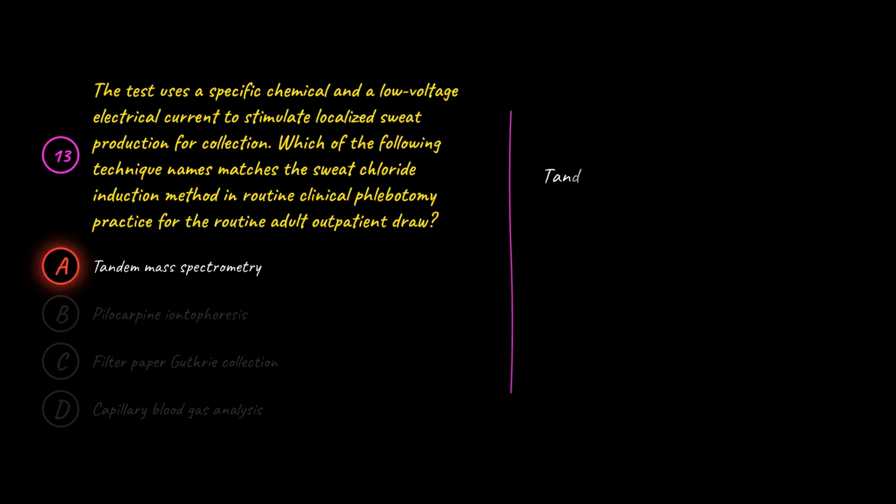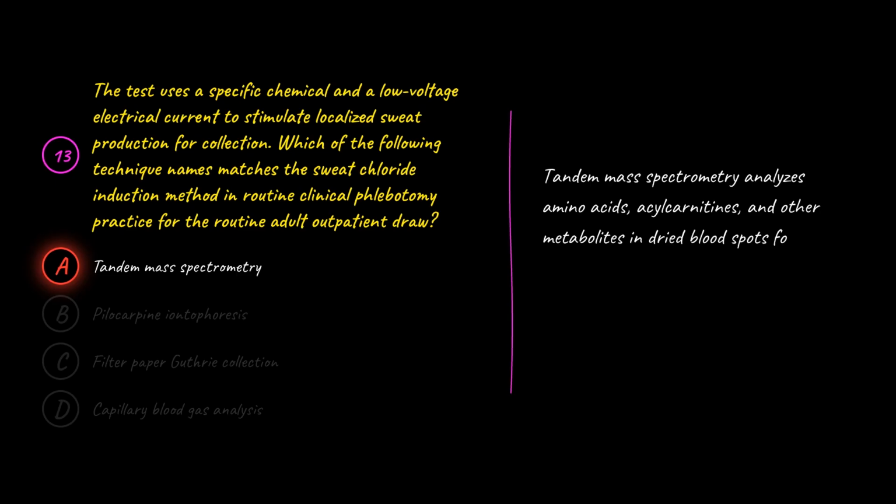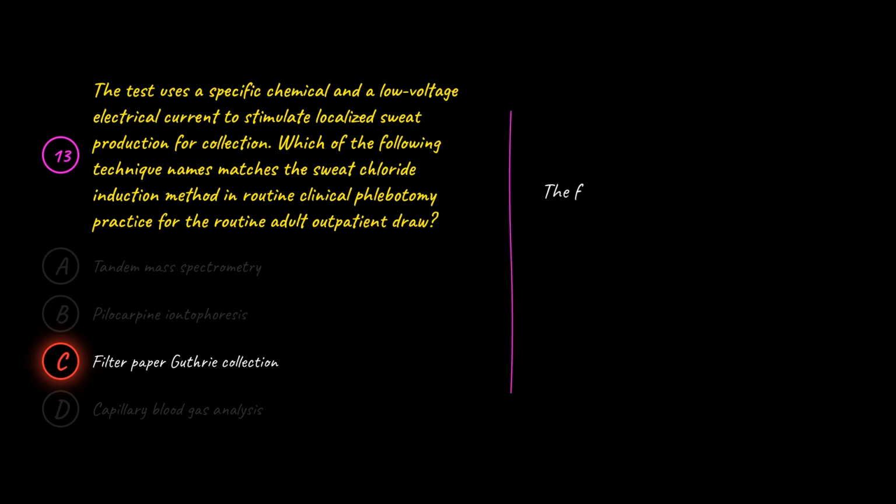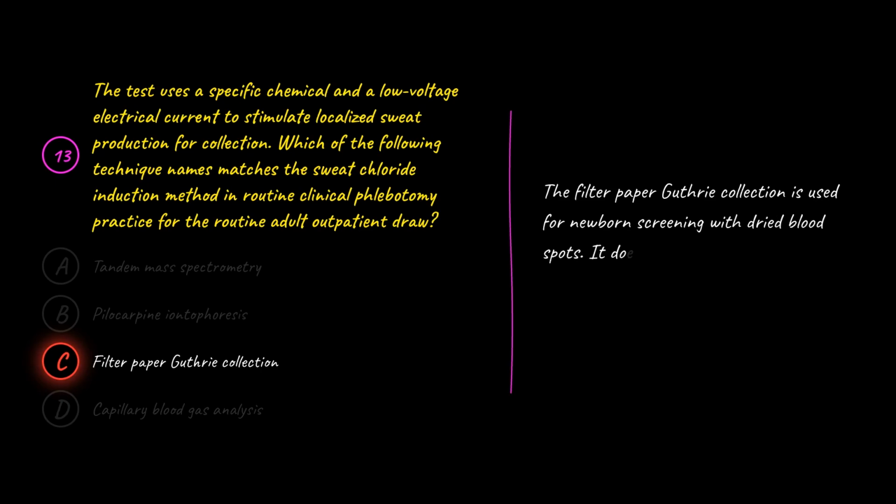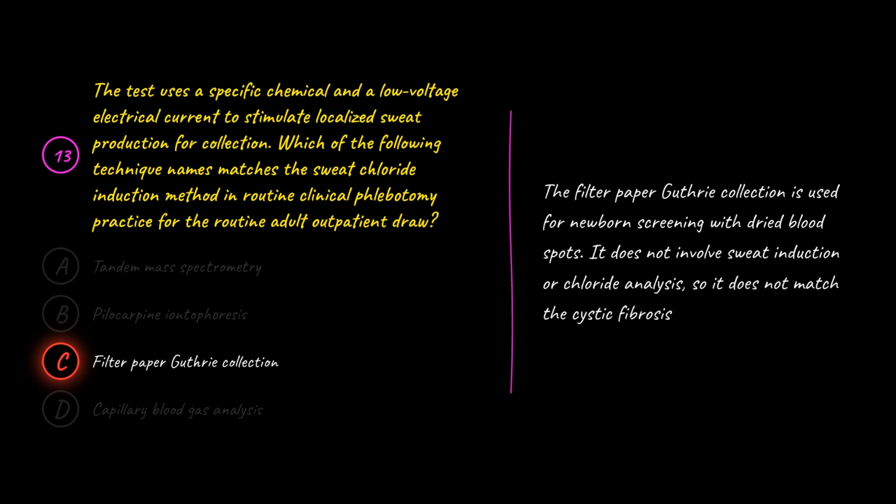A is wrong because tandem mass spectrometry analyzes amino acids, acyl carnitines, and other metabolites in dried blood spots for newborn screening. It is not the technique used to induce sweat for chloride analysis at all. C is wrong because the filter paper Guthrie collection is used for newborn screening with dried blood spots. It does not involve sweat induction or chloride analysis, so it does not match the cystic fibrosis sweat workup.